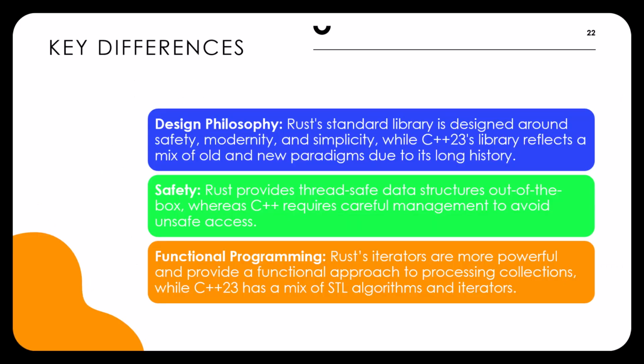Rust's library is minimalist and safety-focused, while the C++ standard library is broader and versatile. Rust keeps things compact and secure, whereas C++ offers an extensive toolkit.